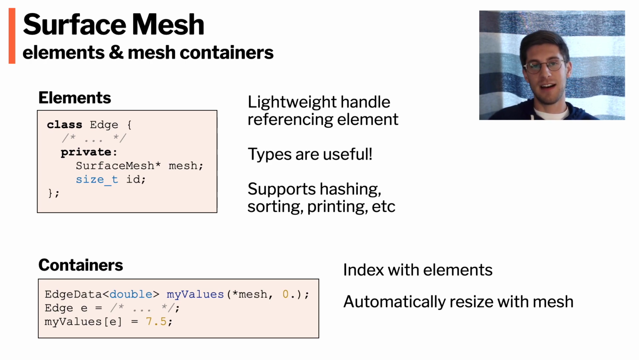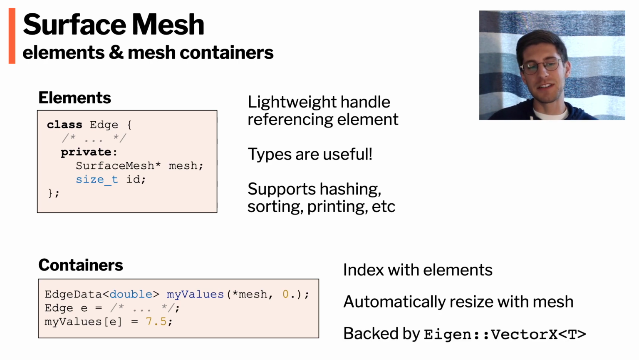Together, these properties remove a whole bunch of the sort of boilerplate error-prone code you might often have to write to keep track of data as you're modifying a mesh. And of course, under the hood, these containers are still backed by an Eigen vector, which is a very common vector type in geometry processing. So if you need to, you can just access this raw underlying type and do linear algebra with it or whatever else you might want to do, pass it to some other library, and so on and so forth.